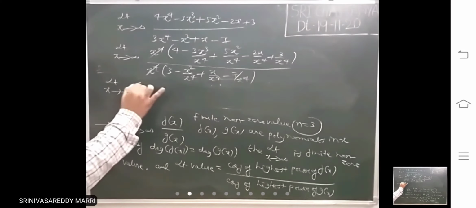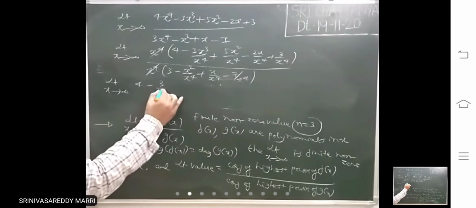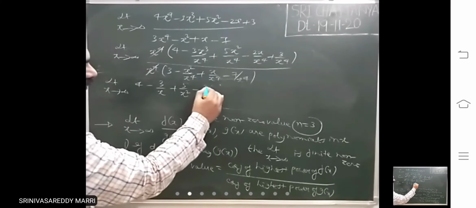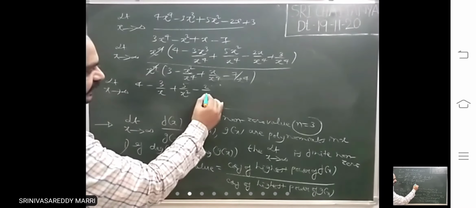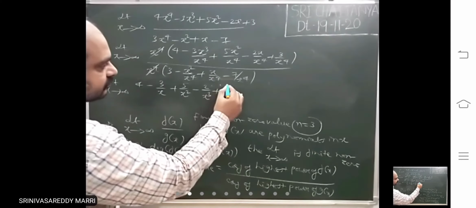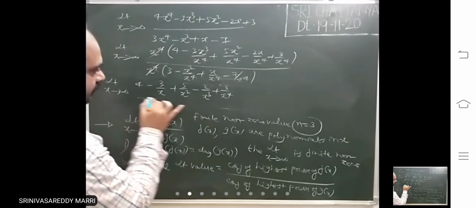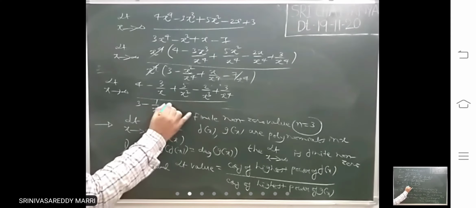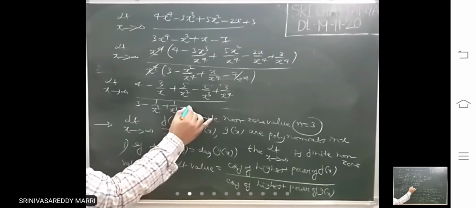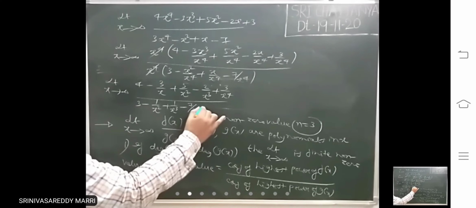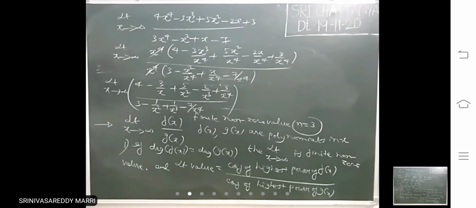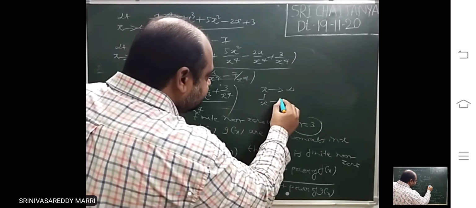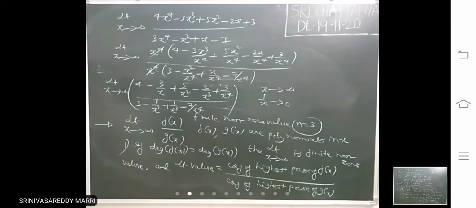Limit x tends to infinity, 4 minus 3 divided by x plus 5 divided by x square. In every term from here, x will be remaining in the denominator. Divided by 3 minus 1 by x square plus 1 by x cube minus 7 by x power 4. Now, if x tends to infinity, 1 by x will be 0. If x is infinity, 1 by x will be what?